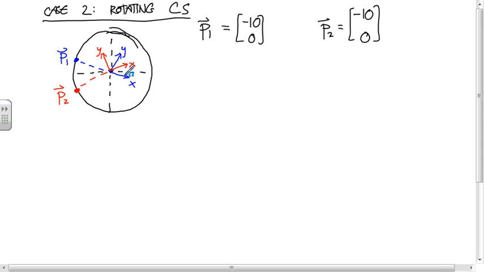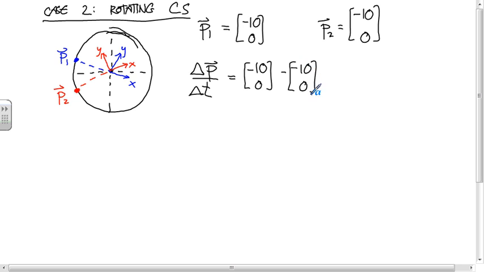And so measured in this coordinate system, our change in position, our difference formula, divided by the elapsed time, is negative 10, 0, minus negative 10, 0, divided by 0.01, and we get a value of 0, 0. And that's not a good approximation for the velocity vector. He's moving 174 meters per second. And it's not just a relative motion thing because our origin isn't moving.